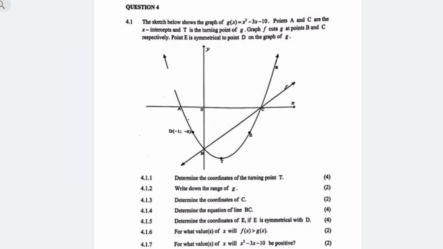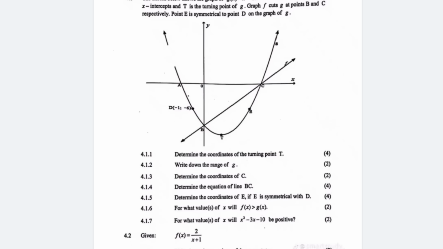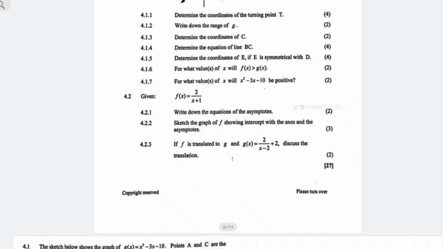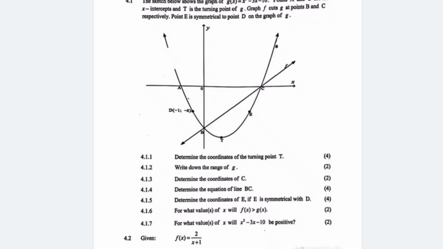So now we are moving on to question 4. Question 4 is functions. This is one of my favorite topics, guys, because these are very, very easy. This one carries 27 marks. Let me just quickly start with 4.1.